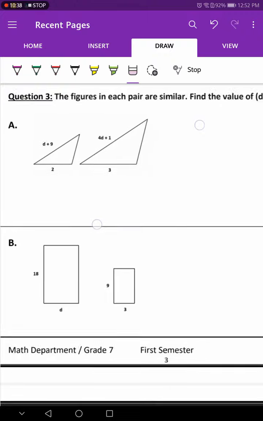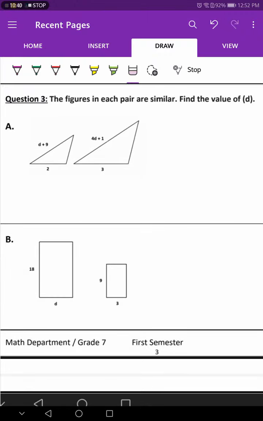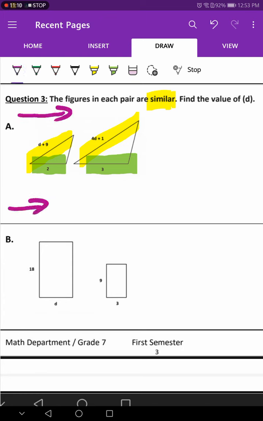See, in question 3, the figures in each pair are similar. Similar means corresponding sides and corresponding angles. Good. Find the value of D. Yes, I can use the corresponding. Corresponding means if I divide this by this, it must equal this over this. Okay, directly. D over 9. Let me tell you something. I start from here to here, I start from here to here. So from small to big, keep moving from small to big.